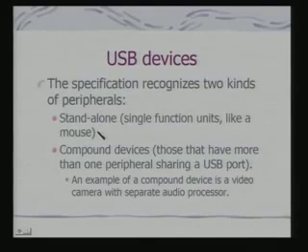The USB devices are typically of two types. One is called standalone, which has a single function like that of a mouse. There may be compound devices, those that have more than one peripheral sharing a port. A typical example is a video camera, because it has an image capture device and an audio processing device. So, it has to send both image as well as audio via the USB link. So, they are compound devices. In fact, USB distinguishes between these two distinct types of device.